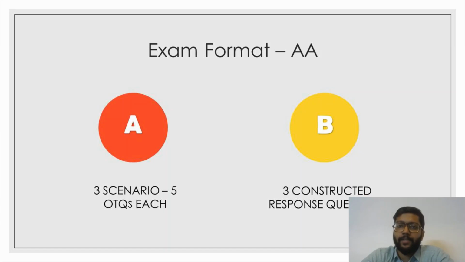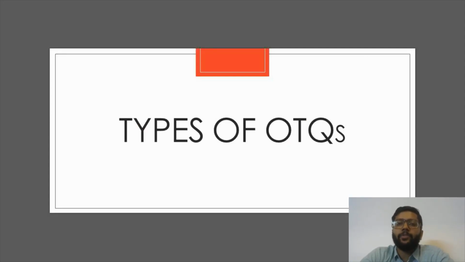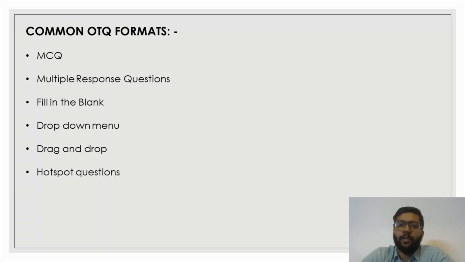I felt the next area that we should probably look at is the different types of objective type questions that you can come across. So the most commonly asked type of objective question is an MCQ, a multiple choice question, where you will have 1 right answer, and if you pick that right answer, you will get your marks. Next, you have a multiple response question where you'll have 2 or more correct answers, and only if you pick all the right answers will you get your marks.